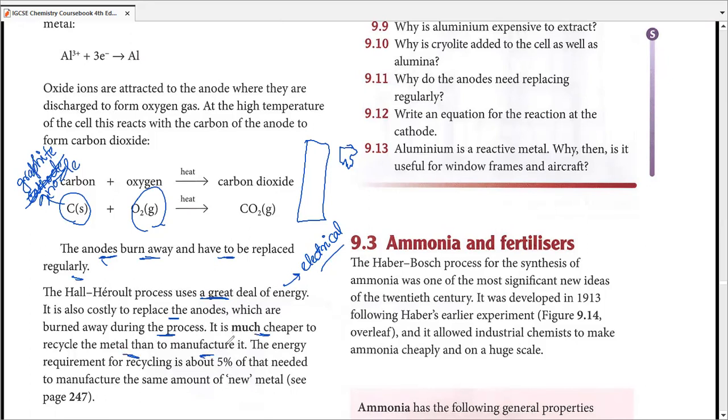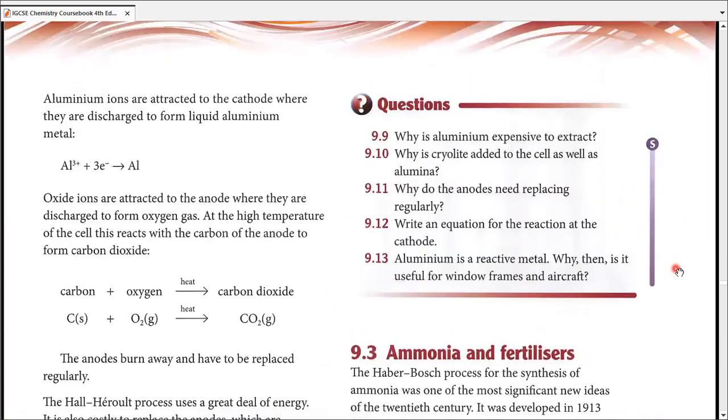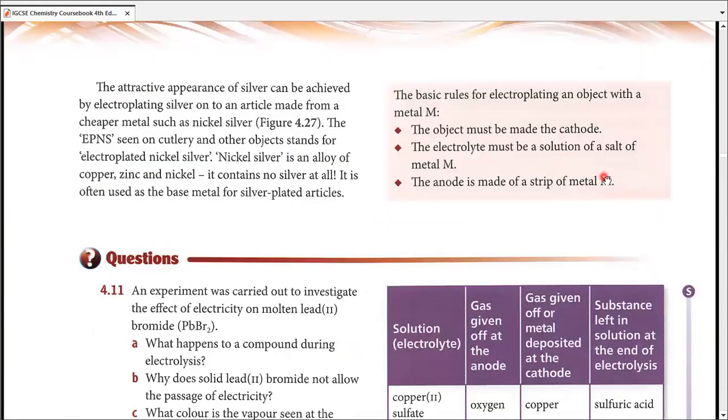He's now talking in comparison, right? So the energy requirement for recycling is about 5% of manufacturing the same amount of new material. So recycling of aluminum is a great idea. Imagine we can save 95% of the cost if we recycle aluminum, right? Okay, moving on. That's about it for the process. I hope you're clear. And we are going to get back to chapter number 4.